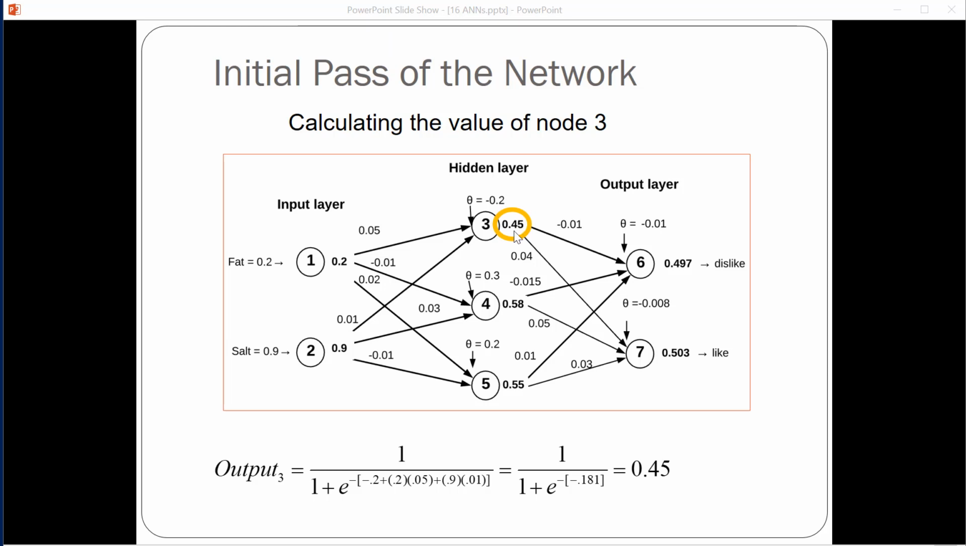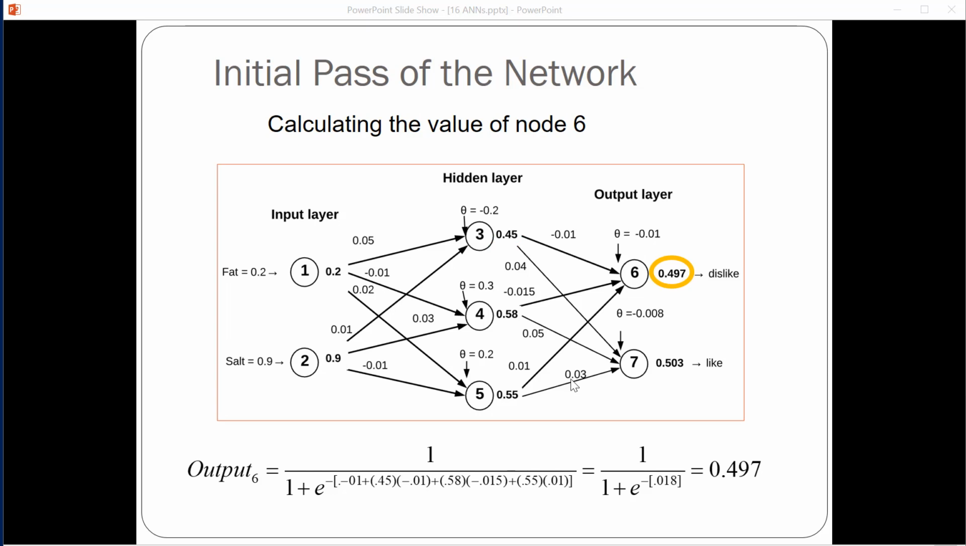So now we have 0.45, and we want to calculate the value of dislike. What's the probability of dislike? By taking 0.45 times negative 0.01, then 0.58 times negative 0.015, and 0.55 times 0.01, and adding in this bias function, we get the number that is run through the logistic response function to produce 0.497. And I have the math for that here.